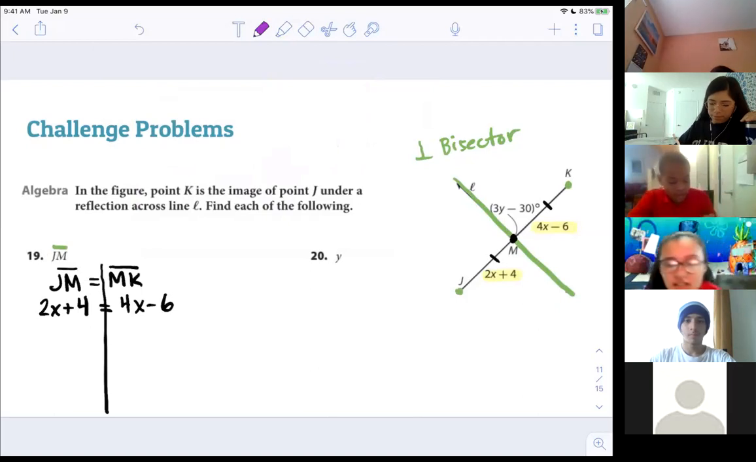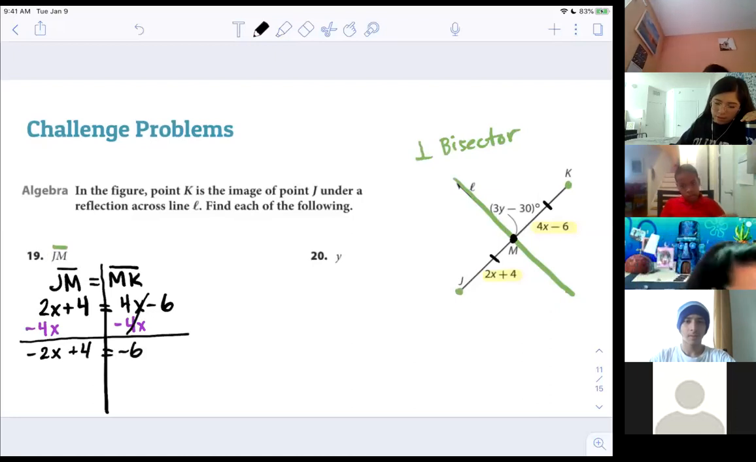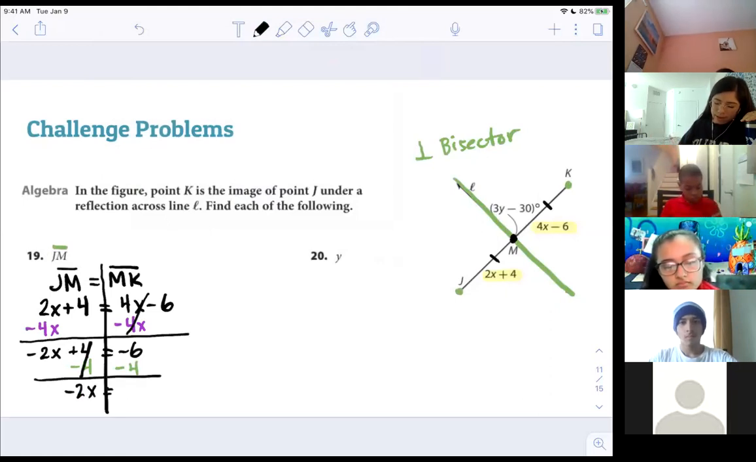Subtract the 4x. To the left, exactly. We're going to subtract. So 2 minus 4 gives me negative 2. And then we subtract 4, because we don't want them there anymore. So I'm left then with, you divide. And what's negative 6 minus 4? Negative 10.